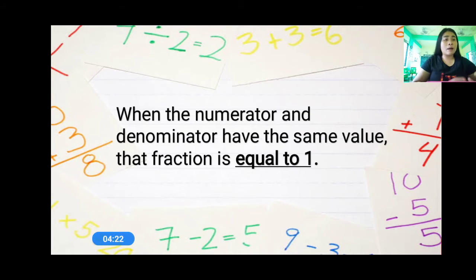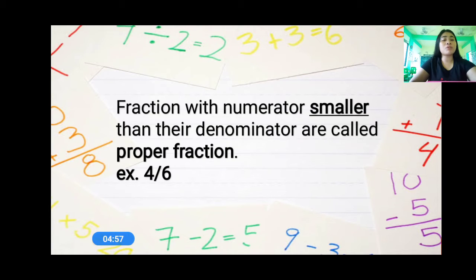Okay, so, but before that, I want you to know that when the numerator and denominator have the same value, the fraction is equal to 1. Now, teacher, what is this numerator and what is this denominator? When we say numerator, this is the number above. The number written above is the numerator and the number written below is the denominator. So remember that if the numerator and the denominator have the same value, then that fraction is equal to 1.